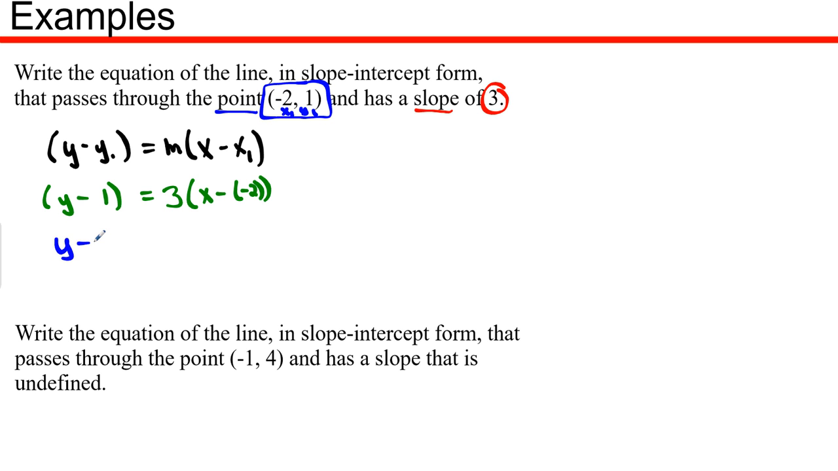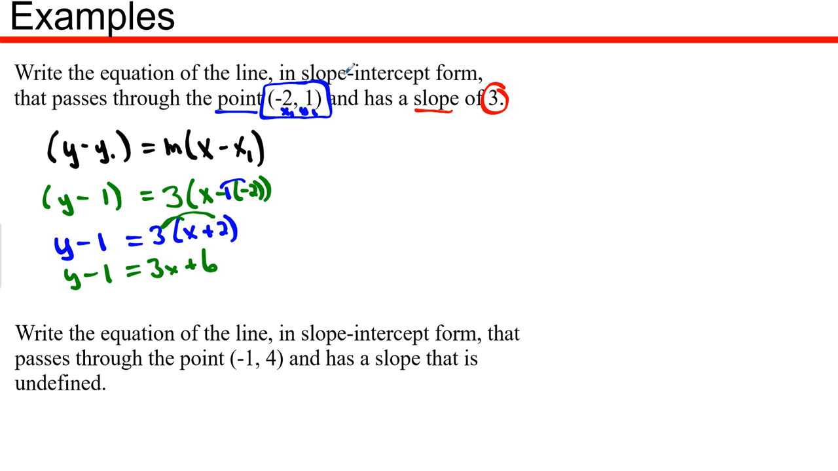So y minus 1, there's nothing to distribute there. But here, I got to take this -1 and times it by this -2. So I really get 3 times x plus 2. Then now I can distribute out. 3 times x, 3 times 2 gives me 3x plus 6. Bring down the y minus 1.